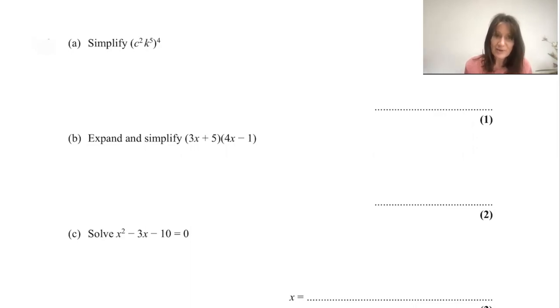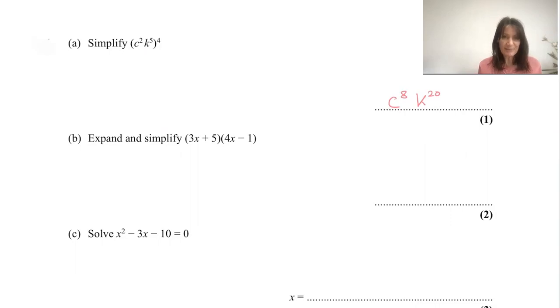Okay, so the first question is just testing our knowledge of the rule for this particular type of indices question. What we have is powers inside the bracket being raised by a power. The rule for this is to multiply. So C becomes 2 times 4, which is 8, and K becomes 5 times 4, which is 20. You would need to get both bits right for that mark.